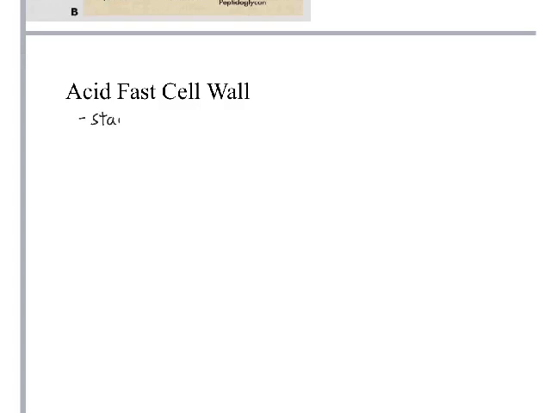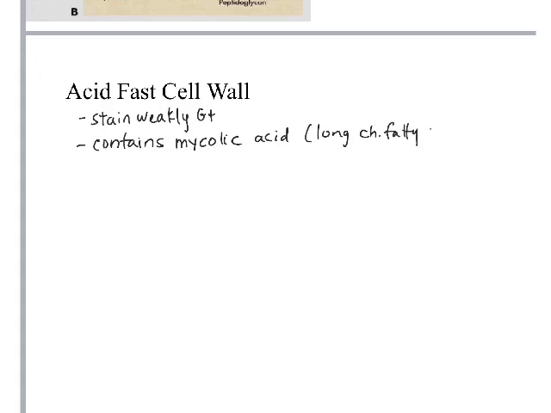But these cells actually do stain weakly gram-positive, so due to the structure of the cell wall, they don't take up those gram stains very readily. But they do stain a little bit purple. Again, they're really not typically considered either gram-positive or gram-negative. The main constituent of the cell wall, besides peptidoglycan, that makes it special is that it contains mycolic acid. And this is a long-chain fatty acid. It actually takes the cell a long time to synthesize this, and that's why they're typically very slow growing. But it also gives the cell wall kind of a waxy feel to it.